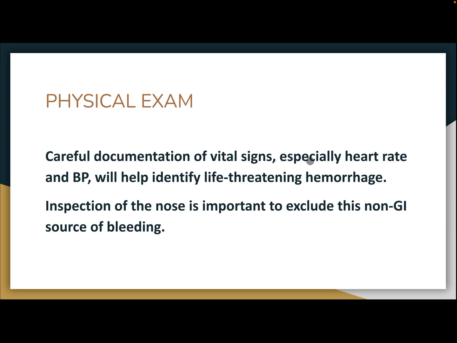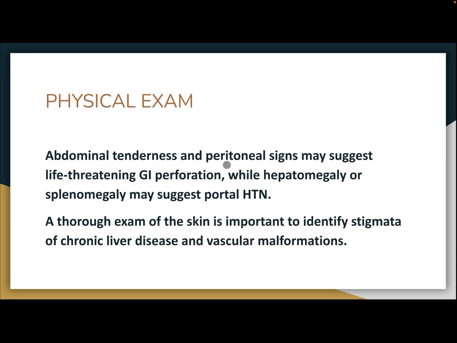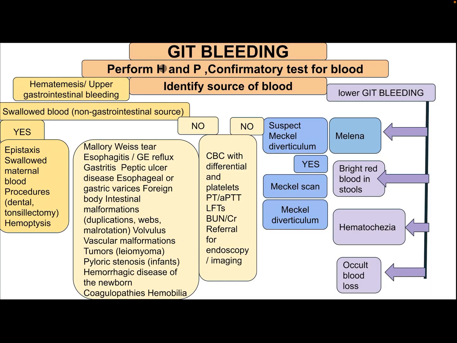Physical examination. Careful documentation of vital signs, especially heart rate and blood pressure, will help identify life-threatening hemorrhage. Inspection of the nose is important to exclude this non-GI source of bleeding. Abdominal tenderness and peritoneal signs may suggest life-threatening GI perforation, while hepatomegaly or splenomegaly may suggest portal hypertension. A thorough exam of the skin is important to identify stigmata of chronic liver disease and vascular malformation.